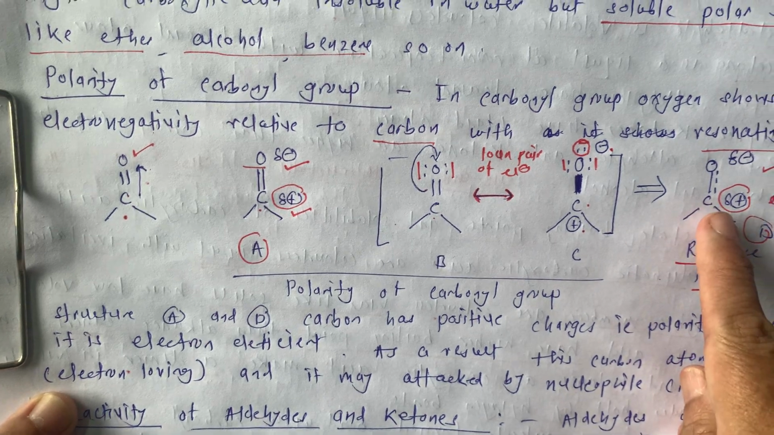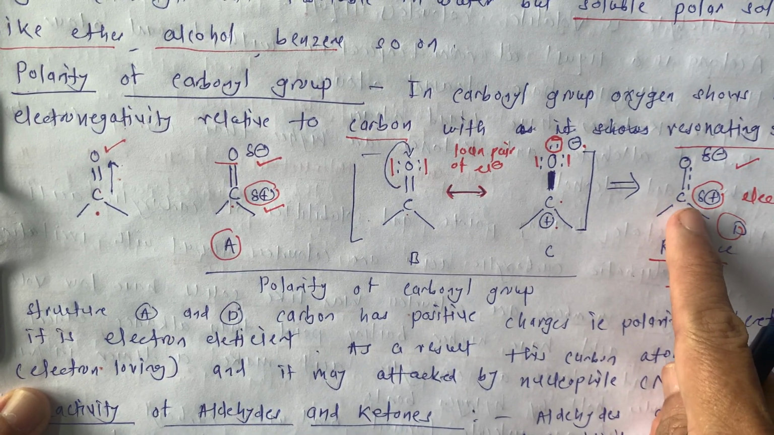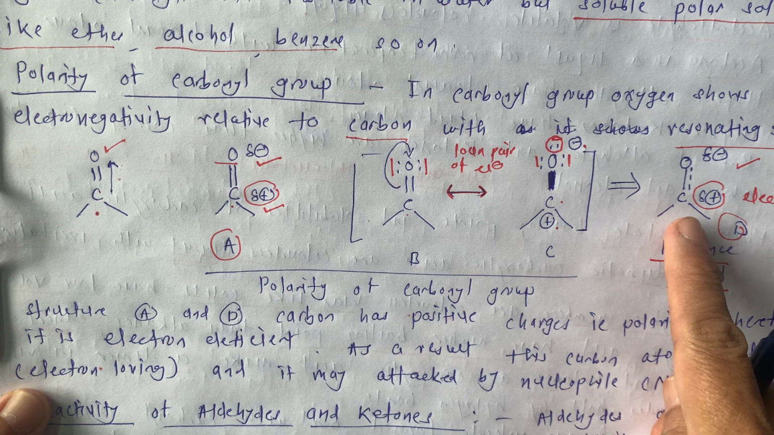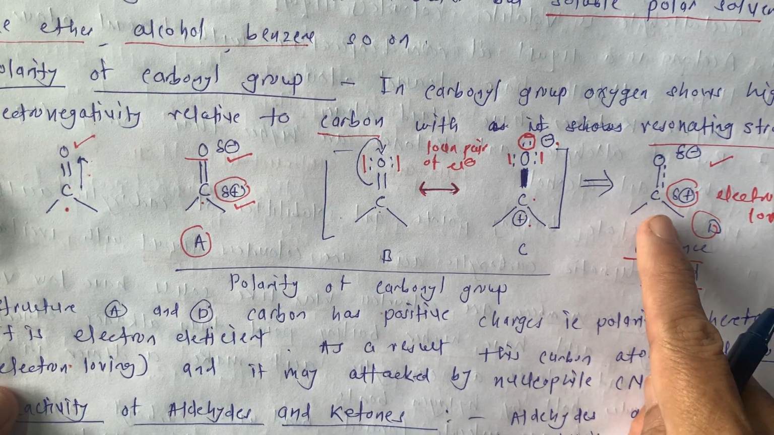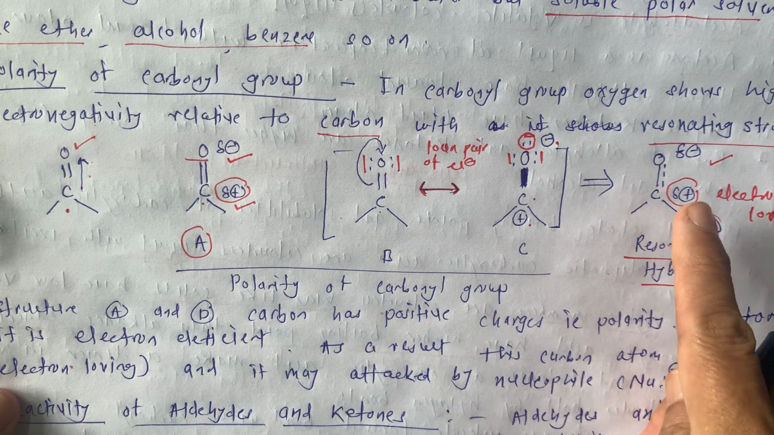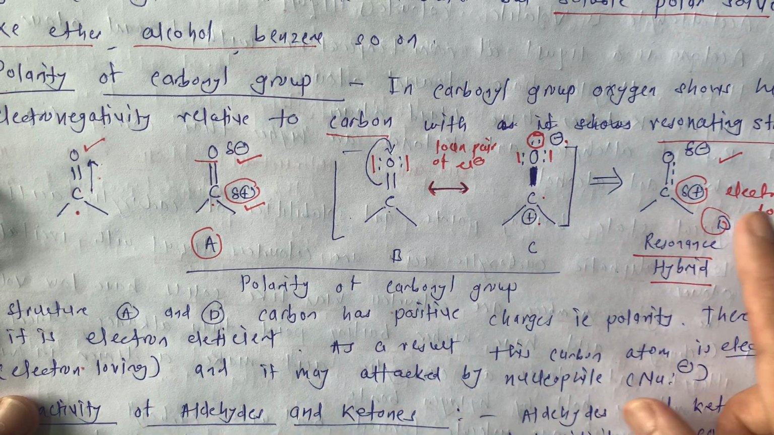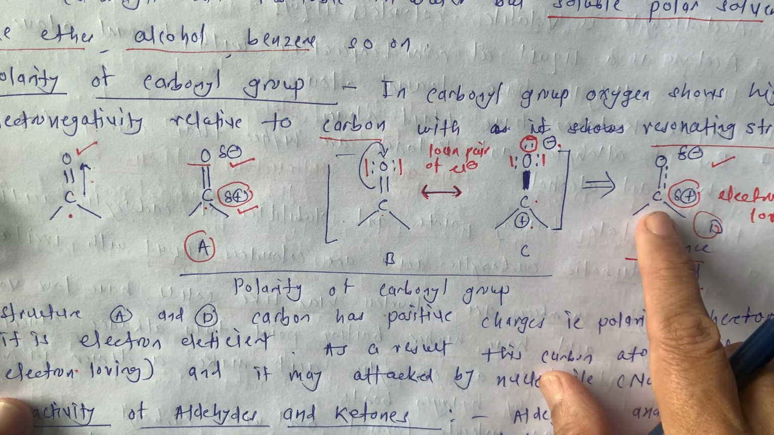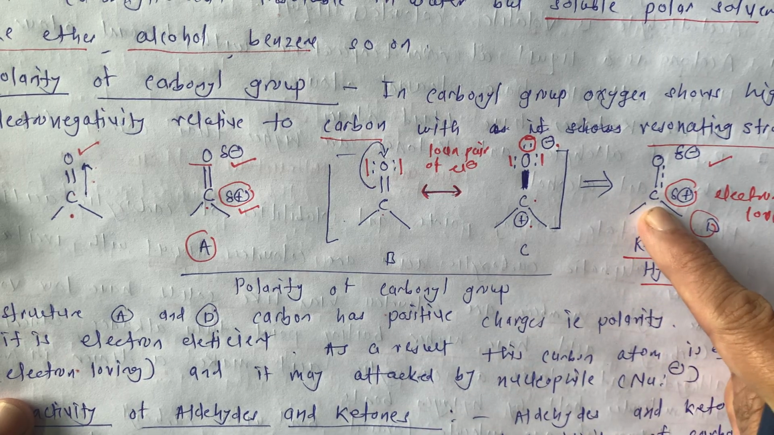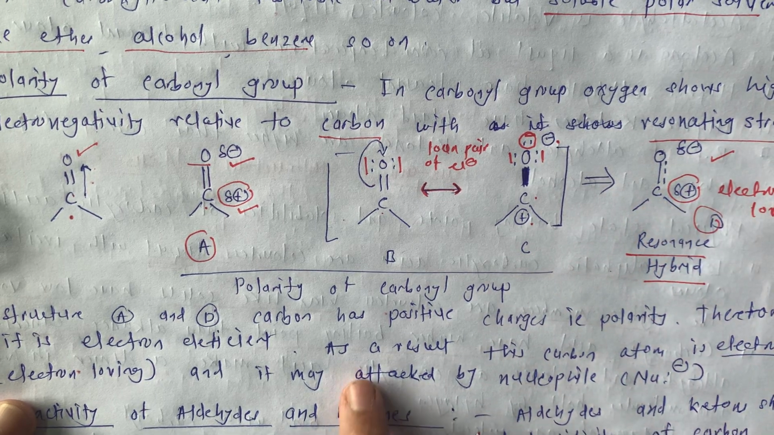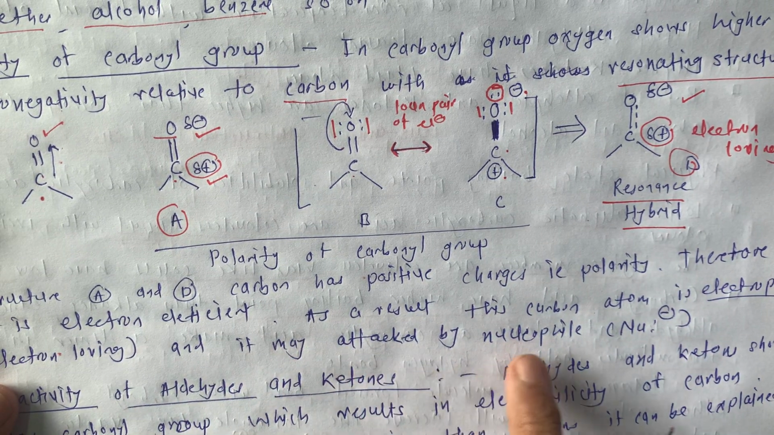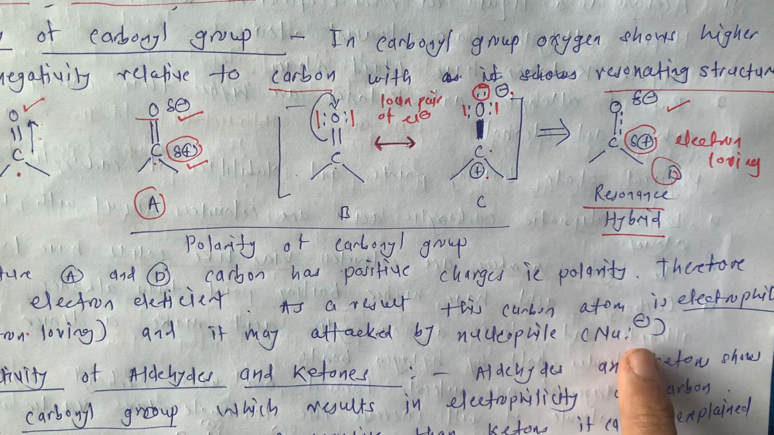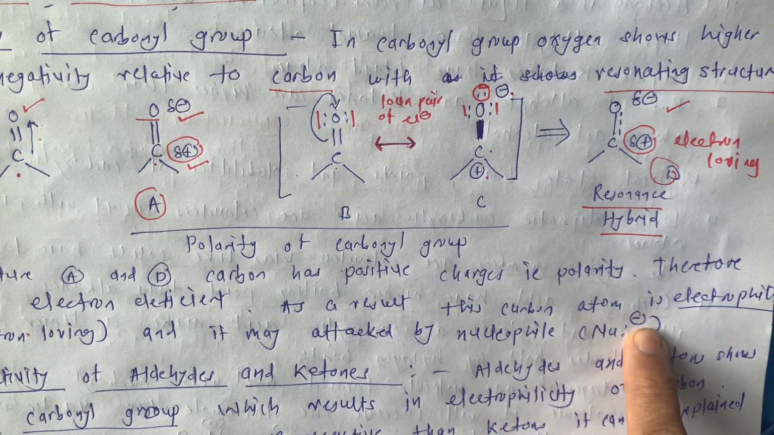When it is deficient, it always wants some more electrons. We know that to satisfy the octet rule, we need more electrons if it is deficient. And that's why a nucleophile can attack over here. So as a result, this carbon atom is electrophilic and it may be attacked by a nucleophile, which has a negative charge.